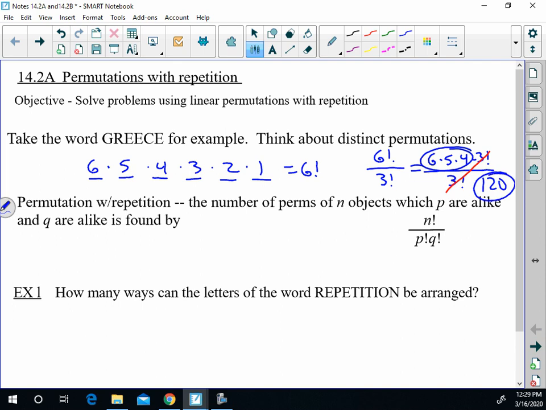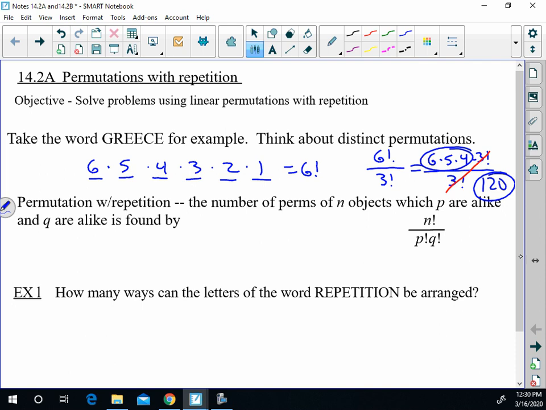All right, so permutations with repetition can be set up with this formula where you take n factorial and divide it by all of the repeated letters you see and the number of repeats of that letter. That's the p factorial and the q factorial. So let's take another one. Let's take example 1 here.